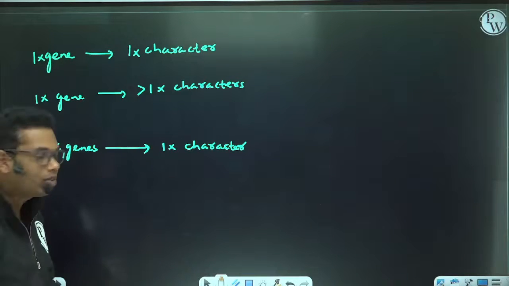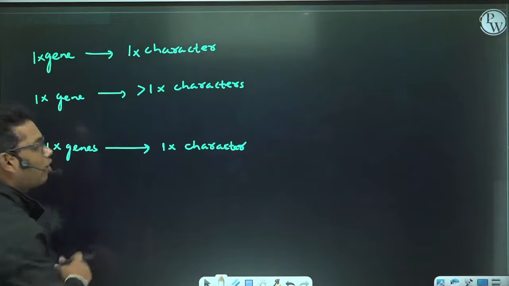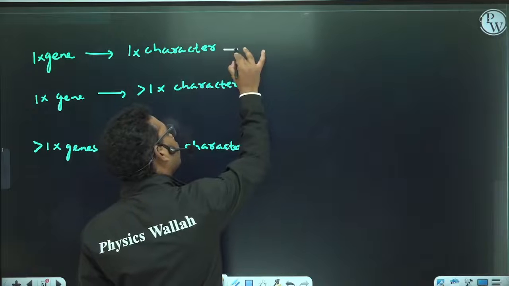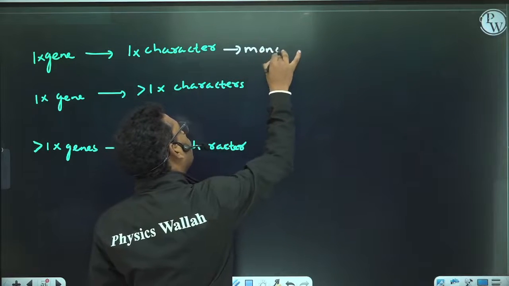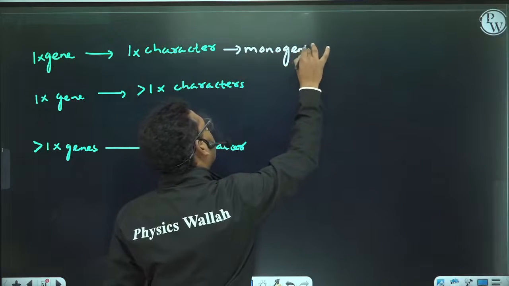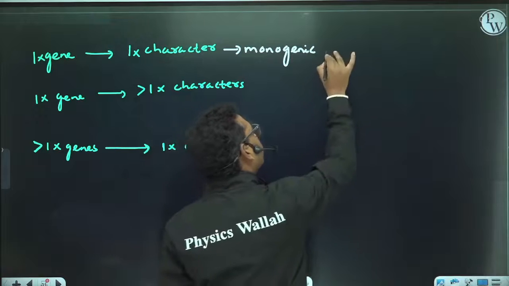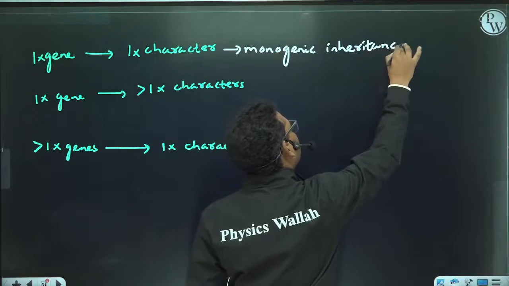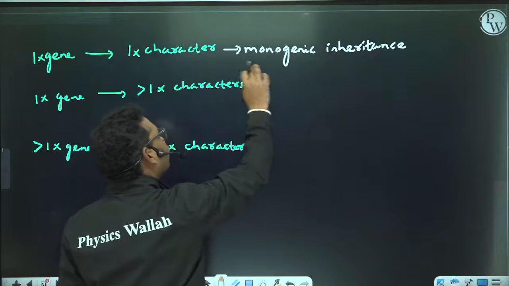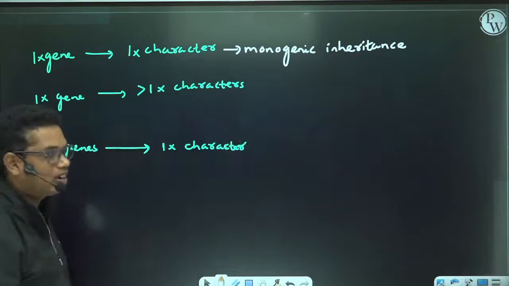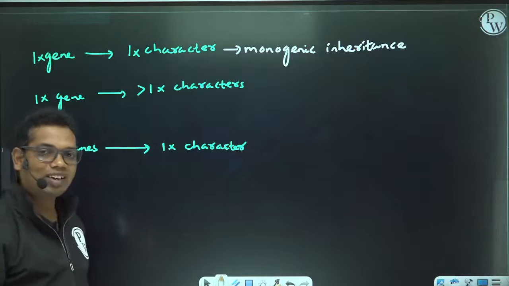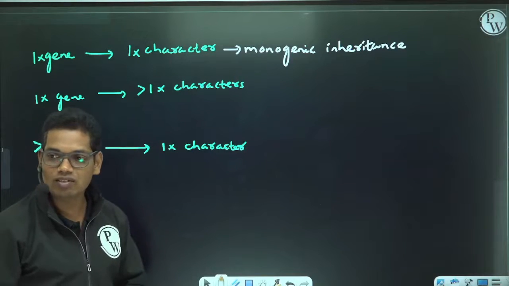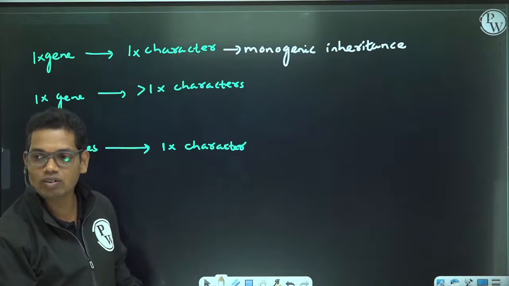Sometimes we observe that one gene controls one character, and that phenomenon is called monogenic inheritance. Mono means one; genic comes from gene. So one gene is controlling one character. This monogenic inheritance is also called qualitative inheritance.